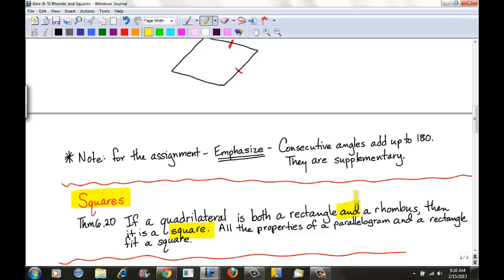All the properties of a parallelogram and a rectangle fit a square.